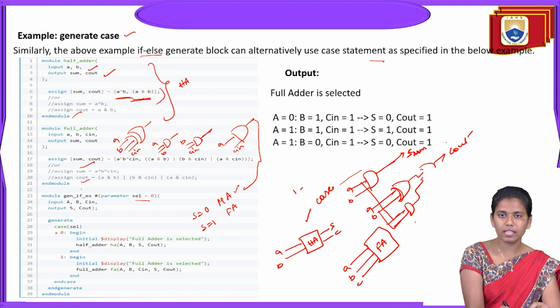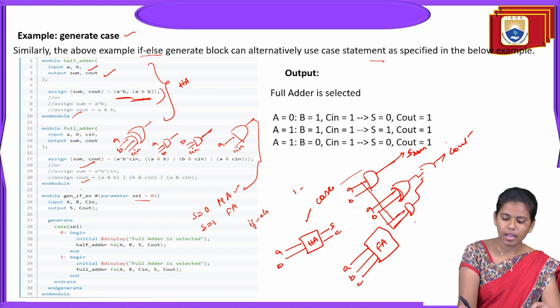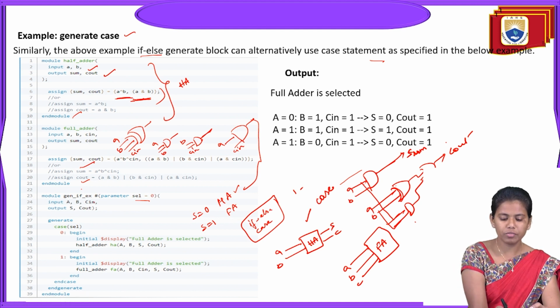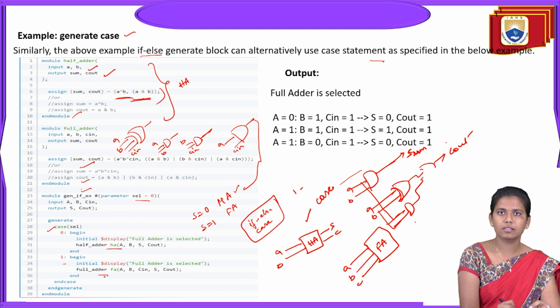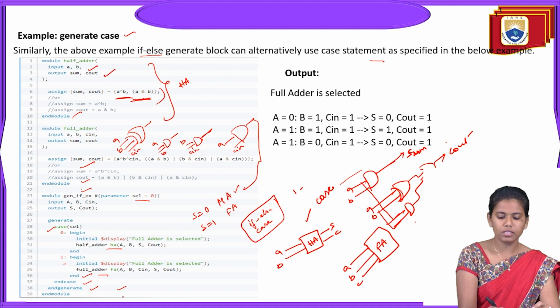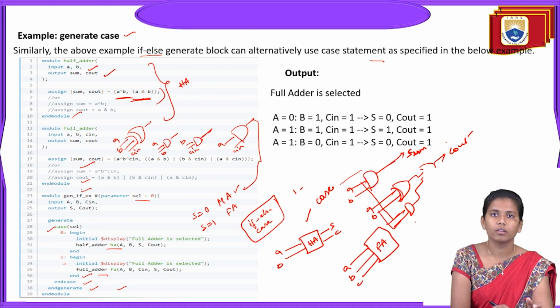Then generate case. And now we are making use of case. If, else, and case. By making use of these two statements, we are able to write the code. Once we are done with if, we move forward with the case. Case selection based on the selection lines. If it is 0, we say that it's a half adder. If it is 1, it is a full adder, right? Case. Then end case, end generate, end module. So this is how the code with respect to the generate block is to be written.